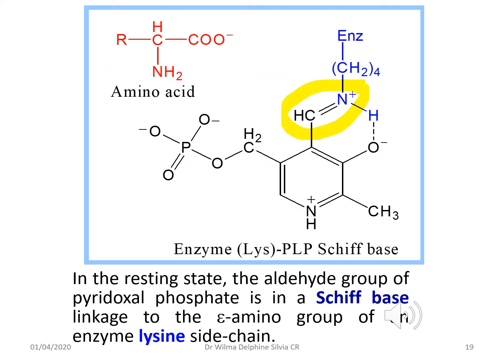This slide depicts the structure of an amino acid and an enzyme linked to pyridoxal phosphate by a Schiff base. Schiff base is named after Hugo Schiff. It can be considered a subclass of imines, being either aldimines or ketimines. In the resting state, the aldehyde group of pyridoxal phosphate, highlighted in yellow, is in a Schiff base linkage to the epsilon amino group of the lysine side chain of the enzyme.